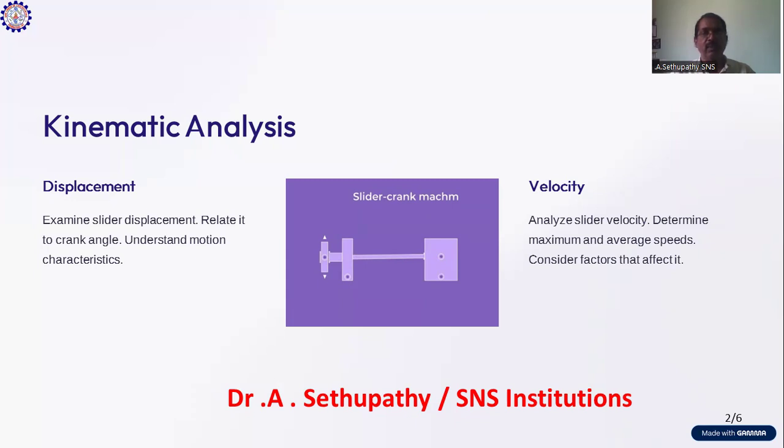So what displacements will this slider crank mechanism create? And velocity: analyze slider velocity, determine maximum and average speeds, and consider the factors that affect it. How much velocity will it create? We will calculate velocity and acceleration diagrams for the 4-bar mechanism or slider crank mechanism. How the velocity diagram works, I explained clearly in the previous video.